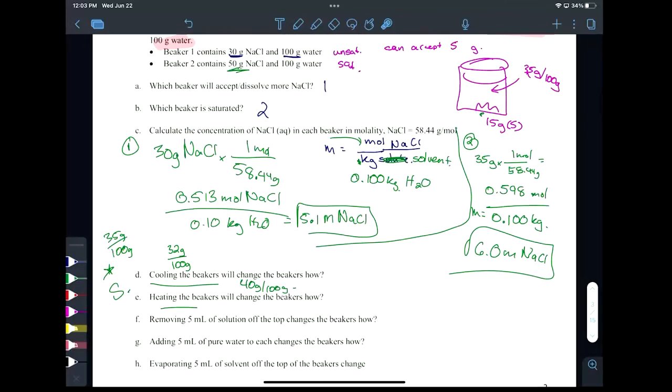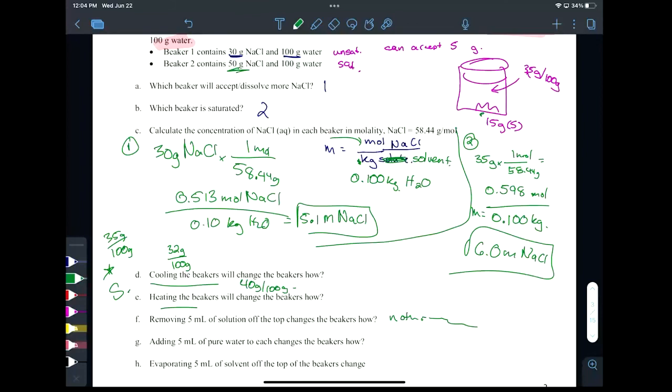What if we remove 5 milliliters of solution off the top? If we take beaker 1 and splash some solution out, does that change anything? No, it does not. It's like when we did dilutions and you take a small portion of a big stock container. Both portions, when you split it in 2, have the same concentration. You're just taking some of that substance out. You're not changing the solubility or the concentration of anything. It doesn't change anything about any of the beakers. Nothing. All right, question?